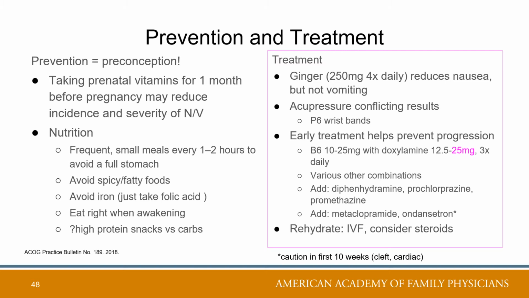Treatment approaches include ginger. We can think about acupuncture. Early treatment can actually help prevent progression. So B6, generally in doses of 25 milligrams with doxylamine, 25 milligrams in combination 3 times a day, is the general approach that many physicians take to help patients prevent the progression from initial mild nausea and vomiting to a more severe kind of persistent pattern. You can add other medications like diphenhydramine. We can add Compazine. We can add Reglan. These medications, including Zofran, can be helpful.